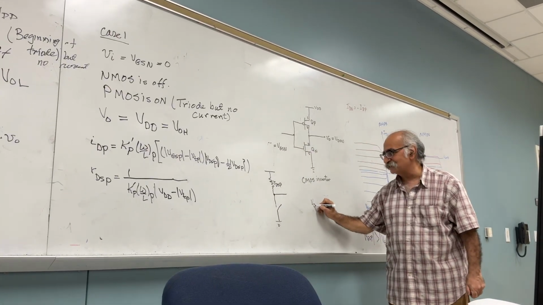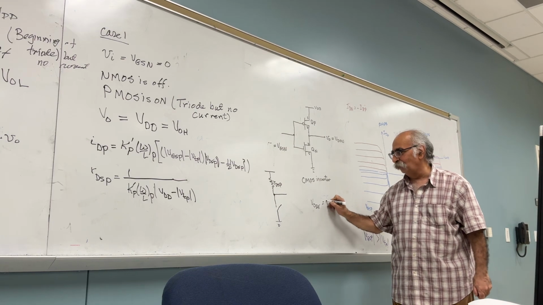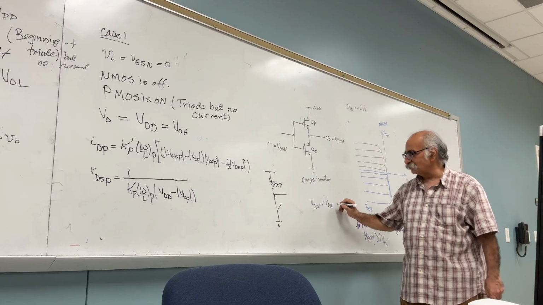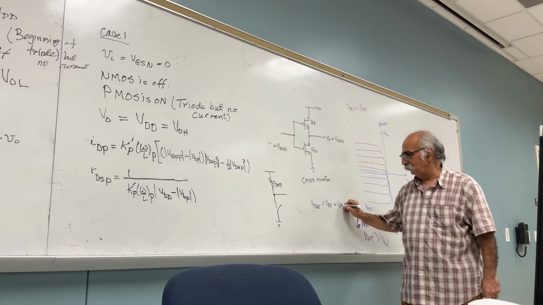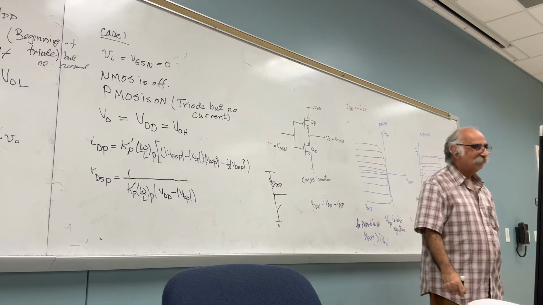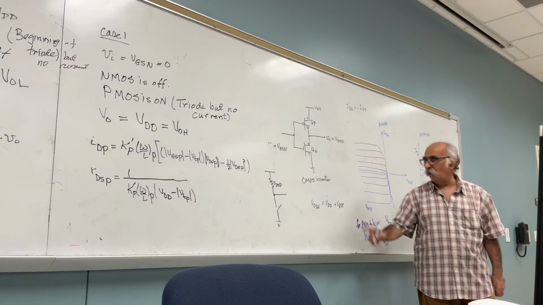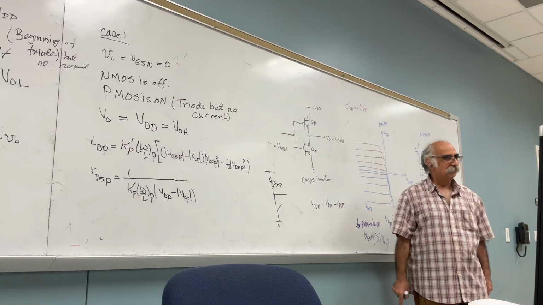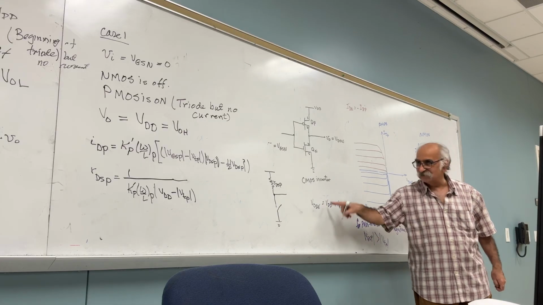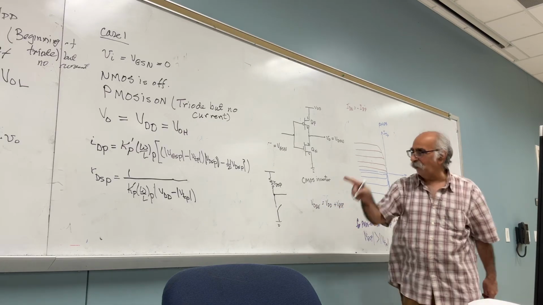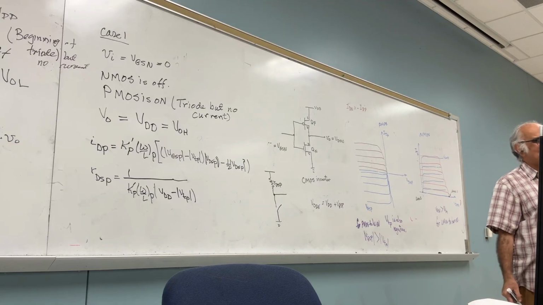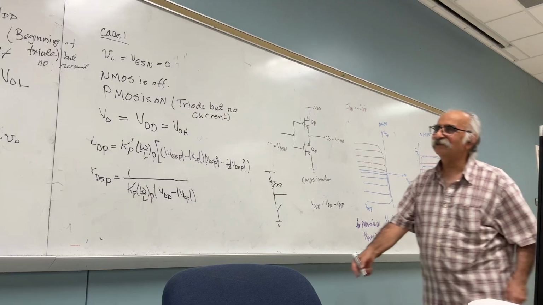Remember, VDSN is equal to what? Plus what? Agree? But what is VGSP? It is this minus this. You agree? But this is larger than this. So what is this, by the way? That's V naught. Did you get it or no? So what is this?